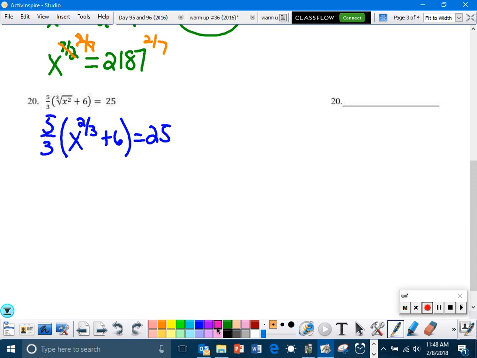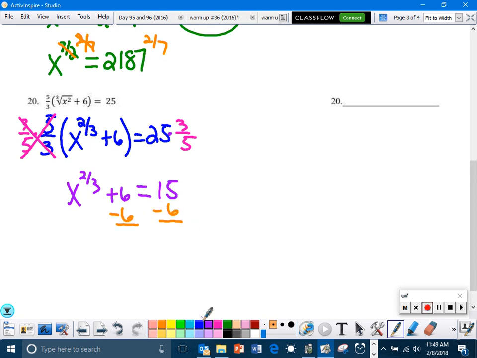Alright, first I have to get rid of the 5/3. Now 5/3 is not an exponent, but what we're going to do is the reciprocal just like we do with the exponents. We're going to multiply both sides by 3/5. Sorry about that. Okay, the parentheses no longer are there, so now we have x to the 2/3 plus 6 equals, now, again, 3/5 is not an exponent. So 25 times 3/5, we end up with 15. Subtract the 6, and we end up with x to the 2/3 equals 9.